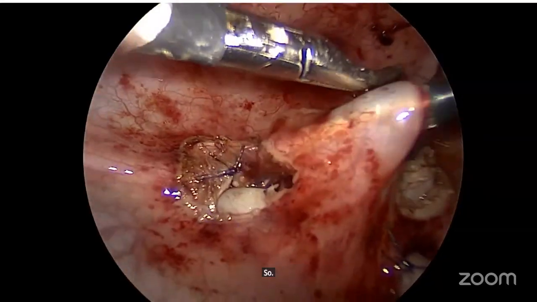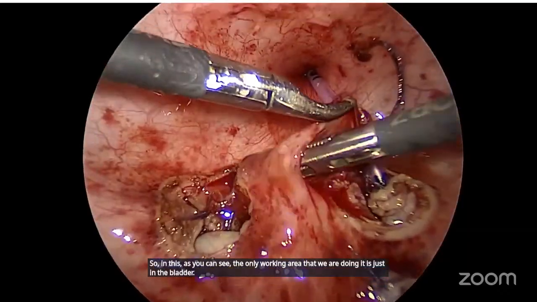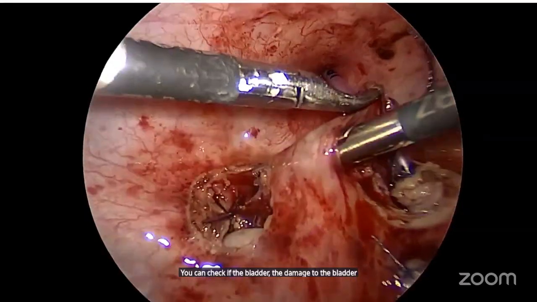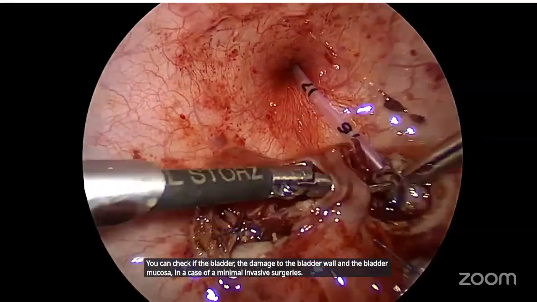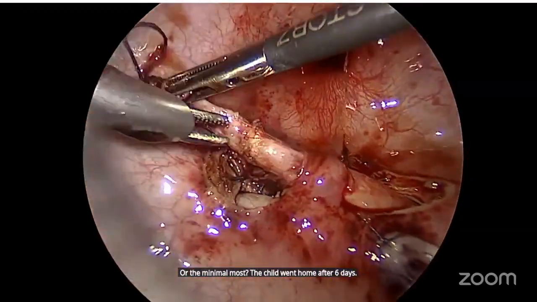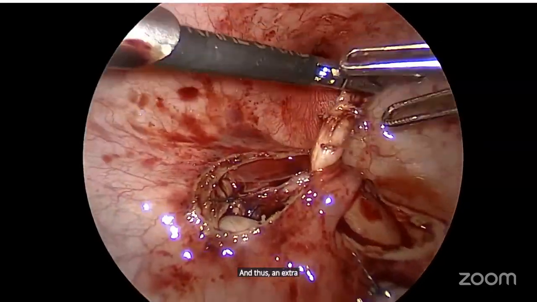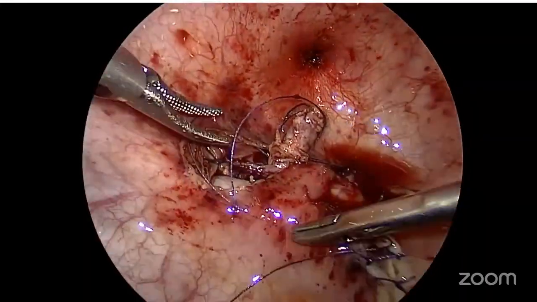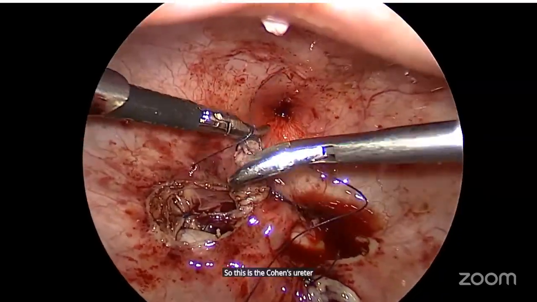So in this, as you can see, the only working area that we are using is just the bladder. You can see that the damage to the bladder wall and the bladder mucosa in a case of minimal invasive surgery is the minimal most. The child went home after 6 days, and thus an extra length has been created for the VUR. So this is the Cohen's ureteric reimplantation that has been done.